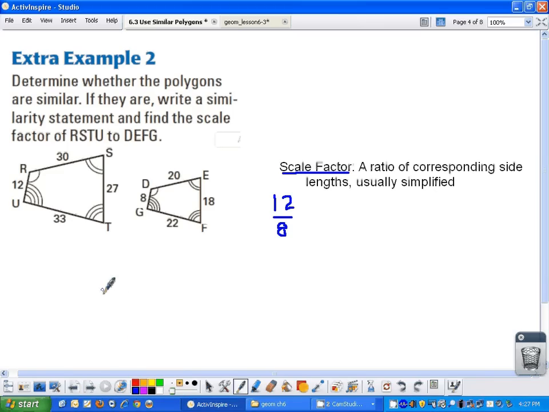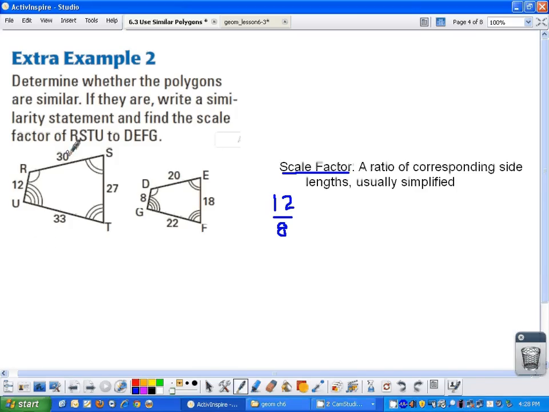It's asked for in example 2. So it says determine whether the polygons are similar. In example 1 they told us they were straight away. Now we have to use the definition of similar polygons to decide whether these two quadrilaterals, RSTU and DEFG, are similar.